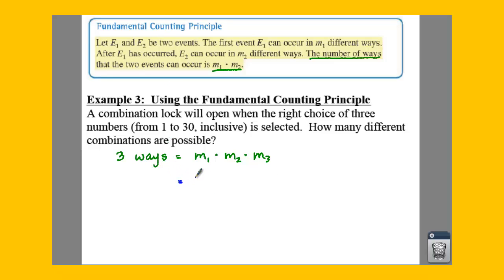So we know that for our first choice of numbers, we have a total of 30 different numbers. Well, we're not taking that number out. We could use that number again when you turn your combination to the left. And so we're going to put 30 ways to find your second number, which means you also have 30 ways to find your third number. So when you multiply these all together, you have a total of 27,000 different ways to find your locker combination.